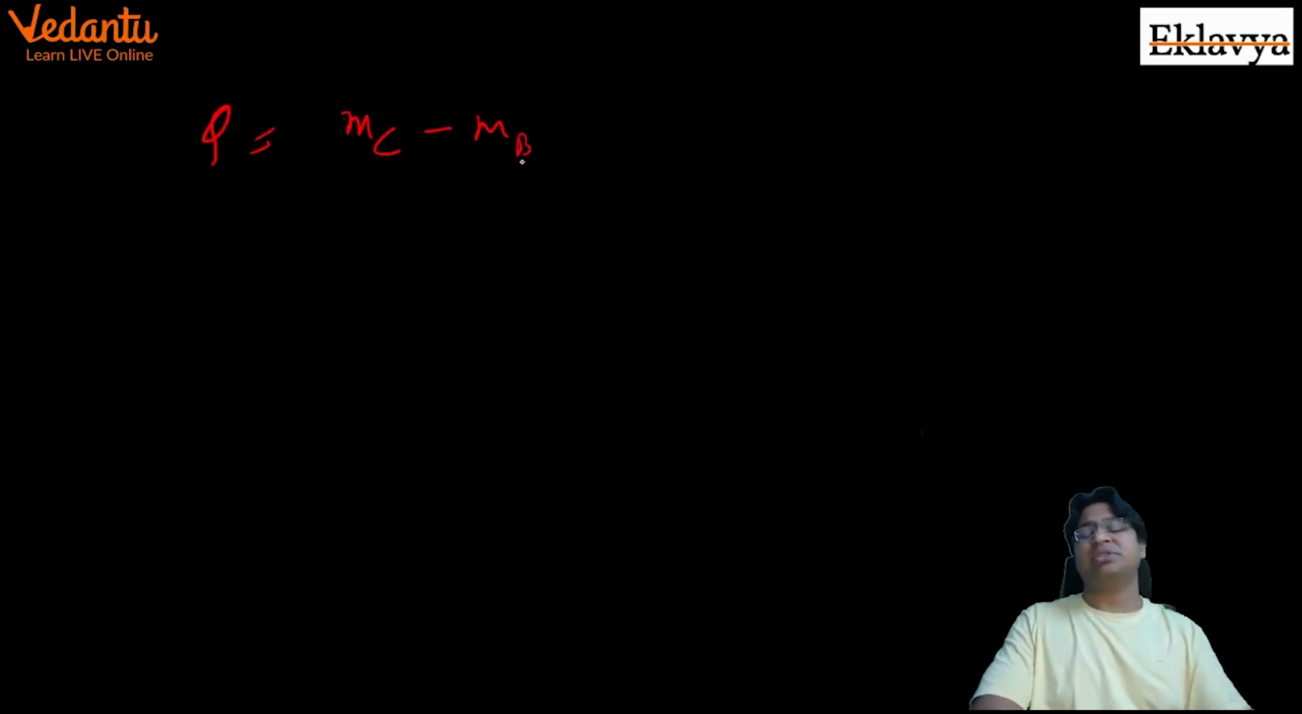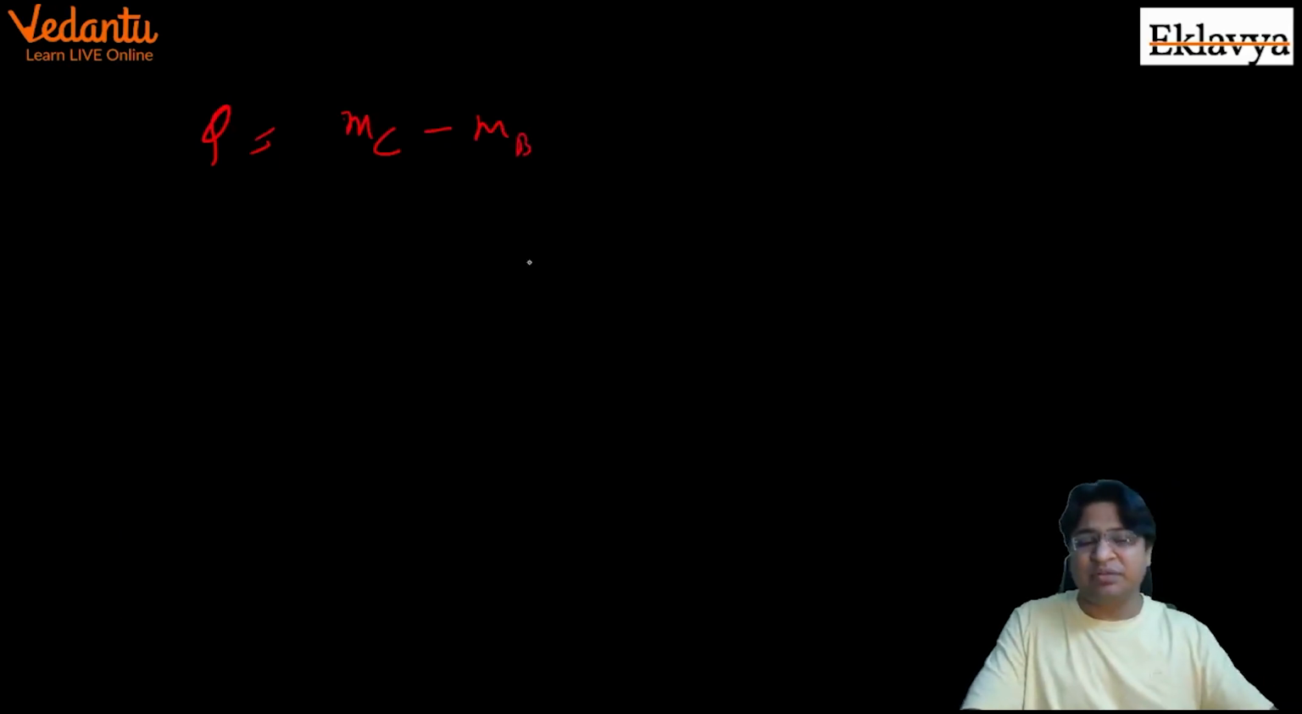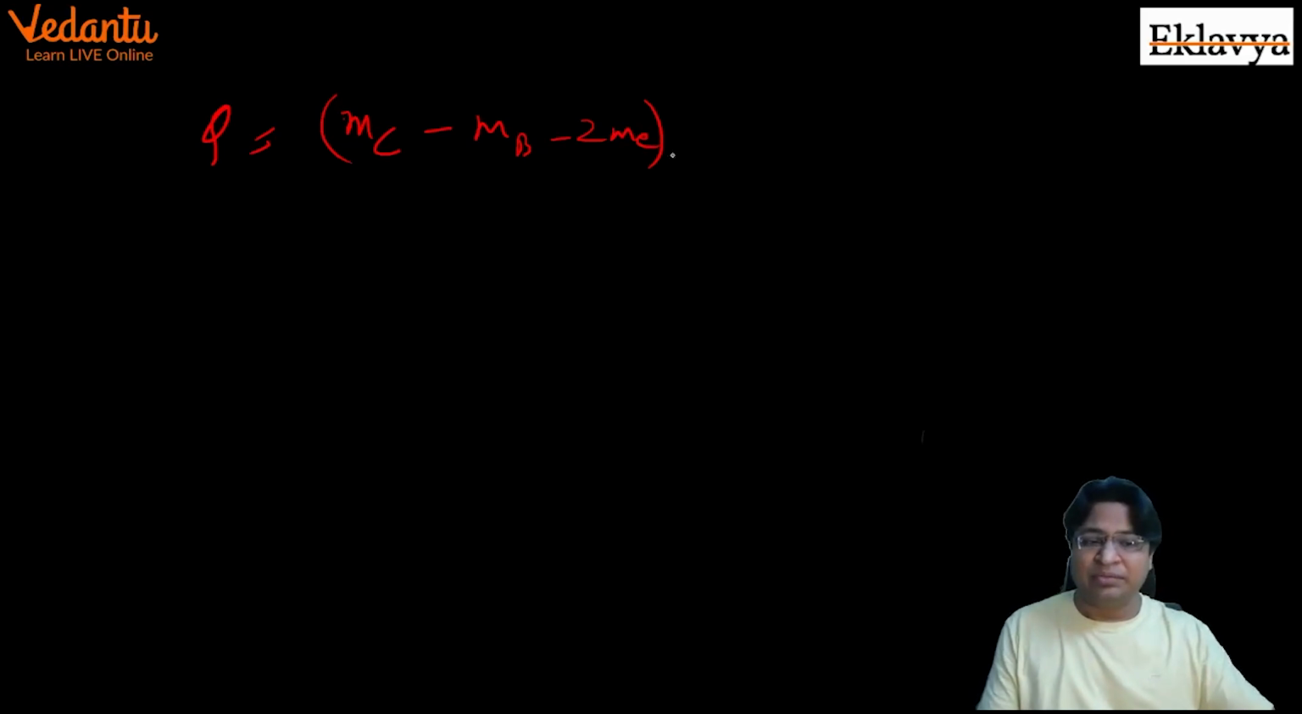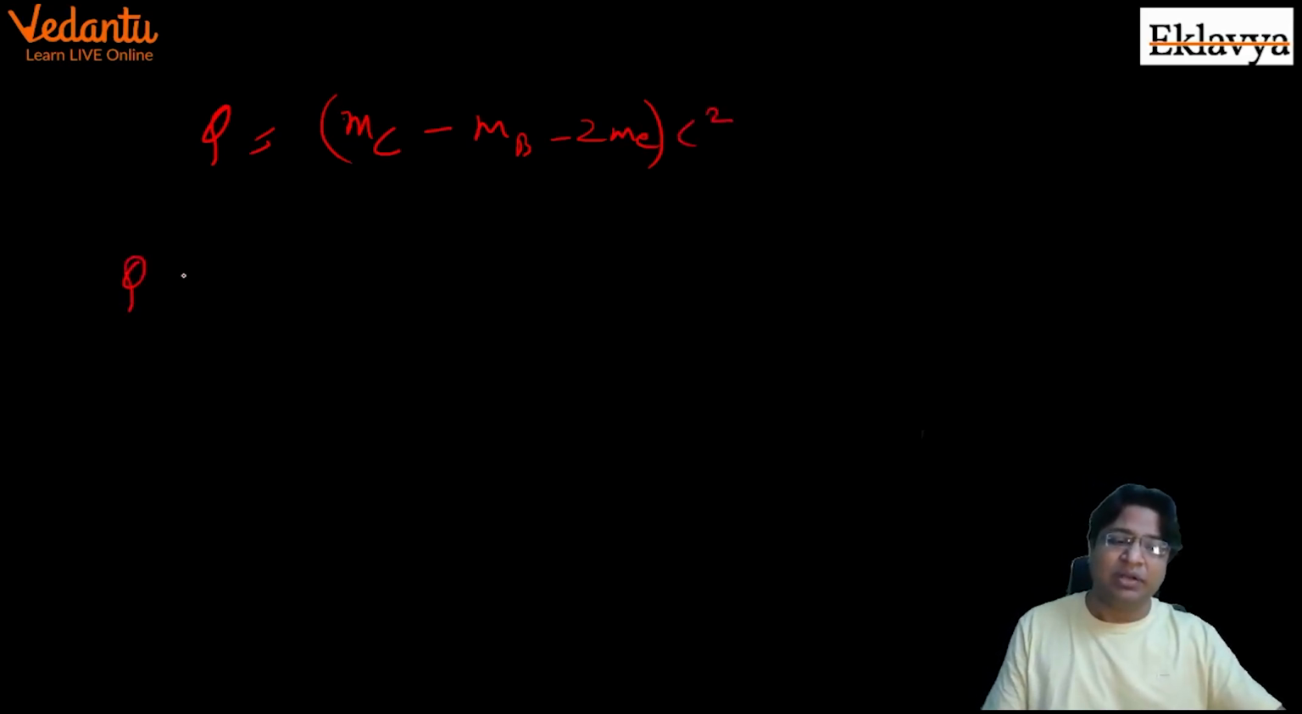Now, what is the most common mistake that many of you make or forget? That it would be minus 2 me also, into c square will be the answer. But let me tell you how this came. The Q value will be given as mass defect into c square, and mass defect would be the initial mass minus the final mass, into c square.